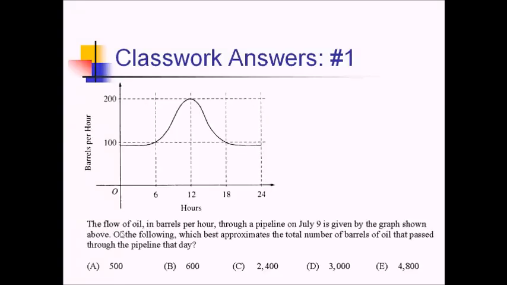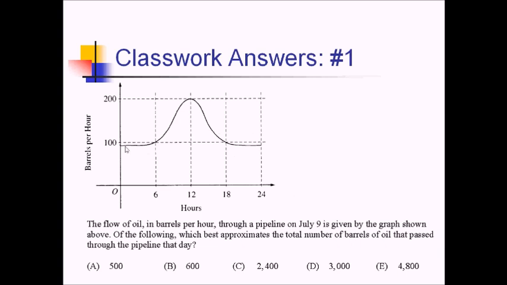On this problem, we have the flow of oil through a pipeline given in this graph shown above, and this is the rate of change of barrels of oil, so barrels per hour, and they want to know which of the following best approximates the total number of barrels of oil passing through the pipeline that day. Well, this is the rate at which the barrels of oil is changing. So if I want the total barrels, I need to integrate this thing.